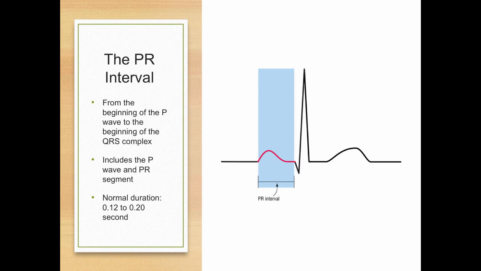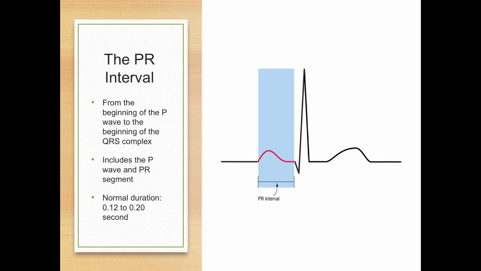Let's put all of that together. We got our P wave. We got our PR segment. Let's put it into a PR interval. So the beginning of the P wave to the beginning of the QRS complex is your PR interval. Should be 0.12 to 0.20 seconds long. Anything longer than that, we might be looking at some AV blocks. Might be looking at other things. We'll get into that later on in the semester.